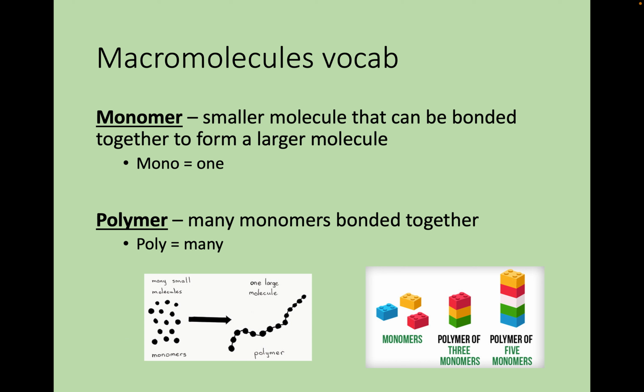With these molecules that we're about to talk about in future notes, you're going to see the words monomer and polymer. Mono means one, poly means many. So a monomer is one small molecule. We can put them together to make bigger molecules. Think of it like Legos. Just one Lego is a monomer.